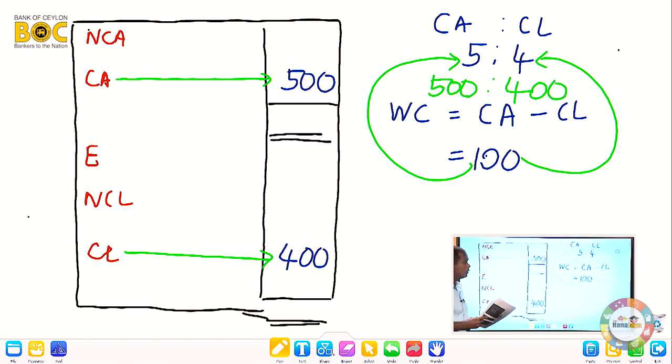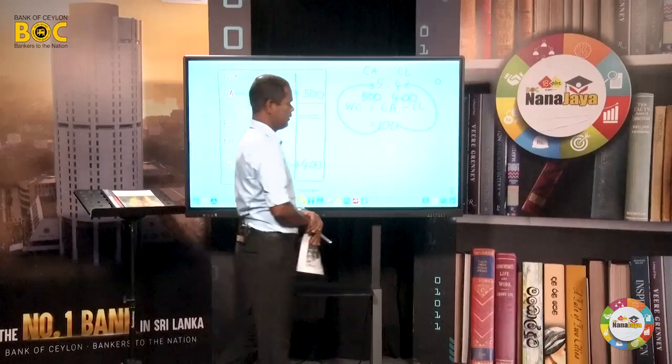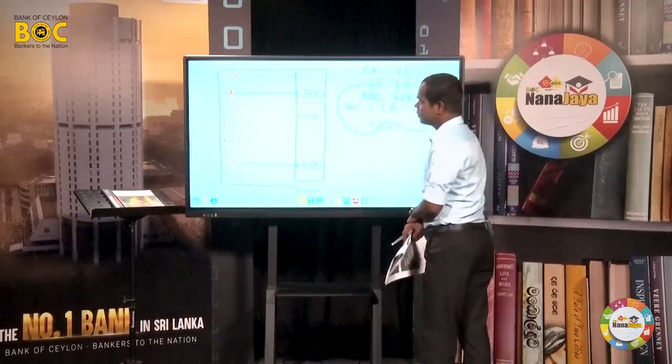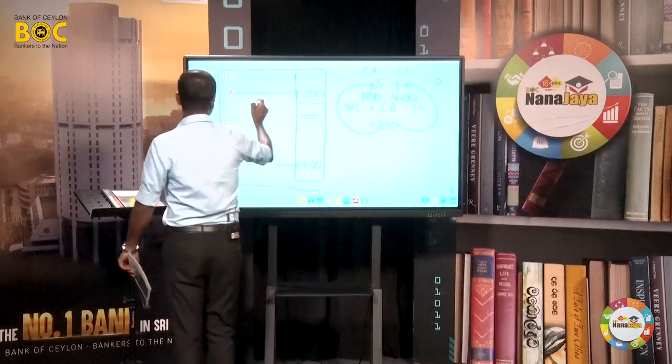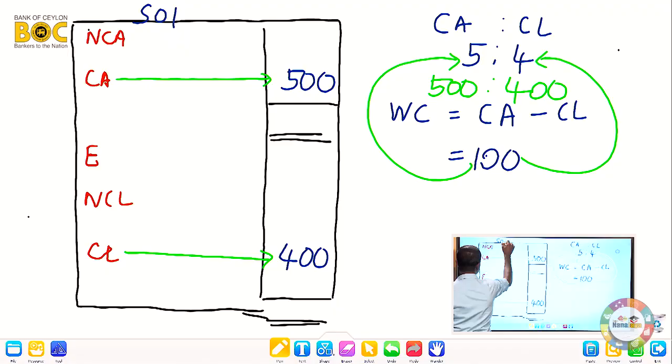As the working capital was 100, that into 5 times gives current assets, and into 4 times gives current liabilities. Now we have calculated our current assets and current liabilities as we prepare the statement of financial position using the main elements. We'll go ahead with the other points given. The next point, the third point.